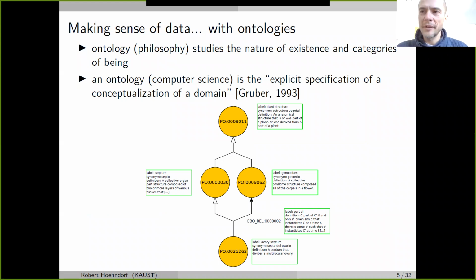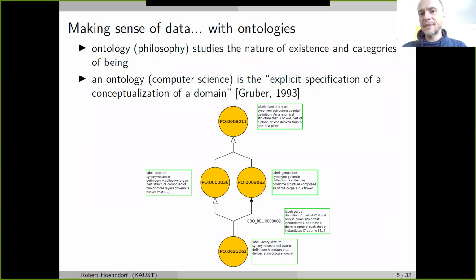But it entered computer science in about the early 90s, where ontologies in computer science were defined famously by Gruber as an explicit specification of a conceptualization of a domain. And there is a brief representation of an ontology about plants.